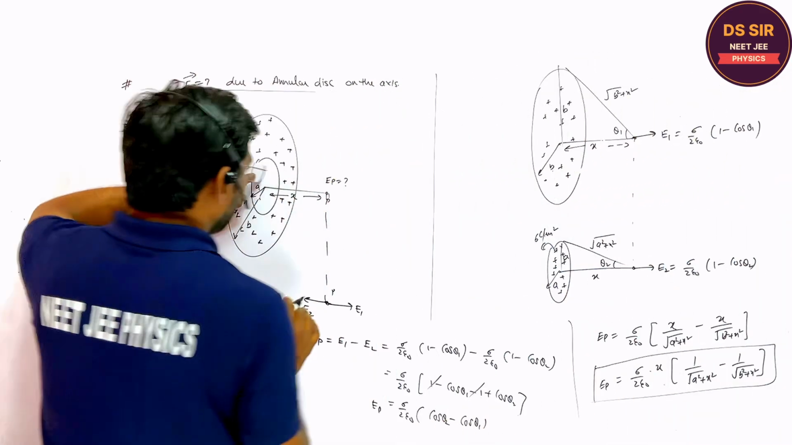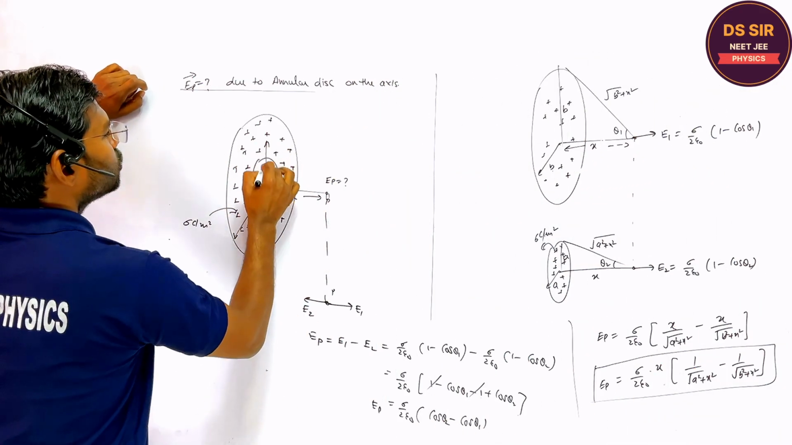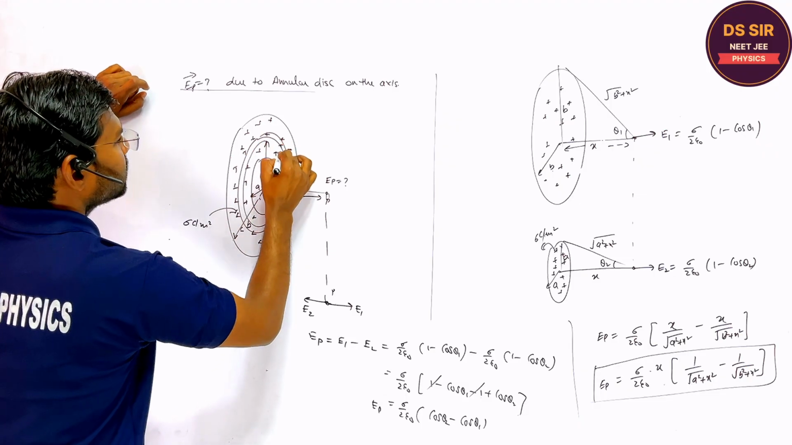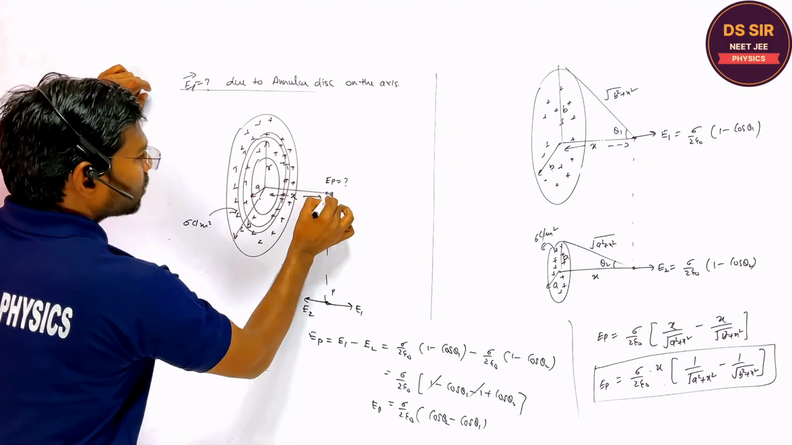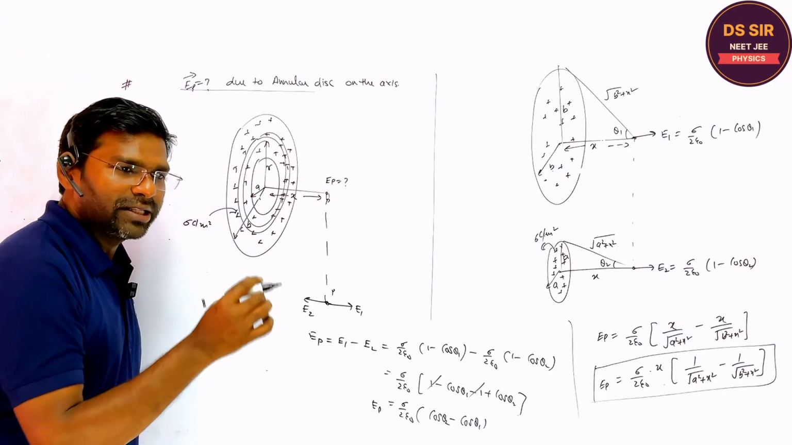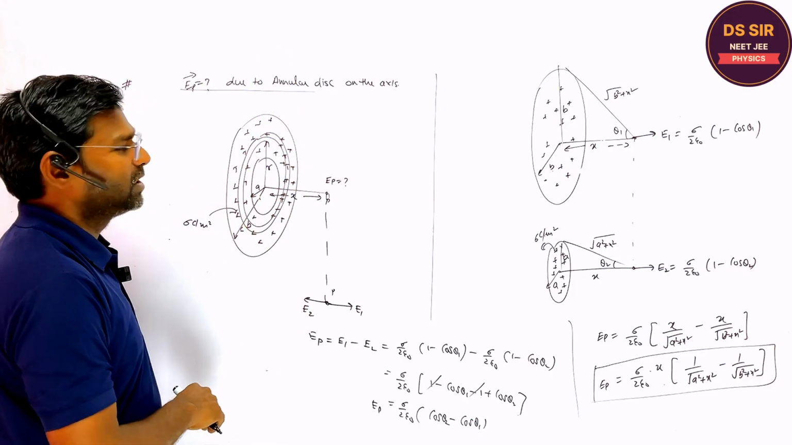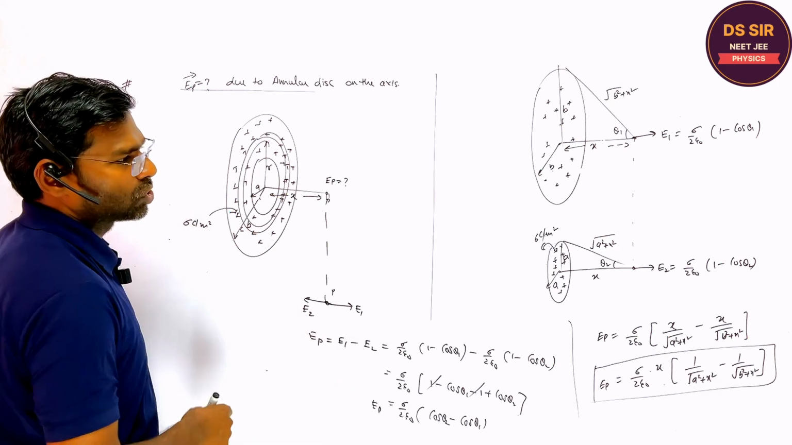Otherwise, how to solve this? You have to assume at distance r the elemental ring. Because of this elemental ring, you have to write the elemental electric field. Then you have to integrate. That is a very lengthy process. So you can apply this shortcut.